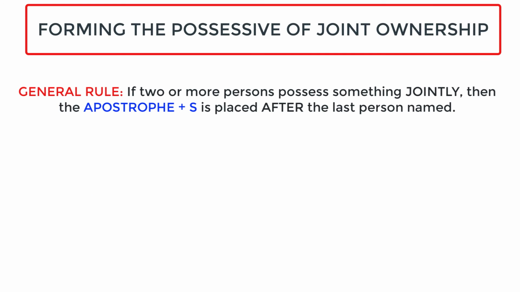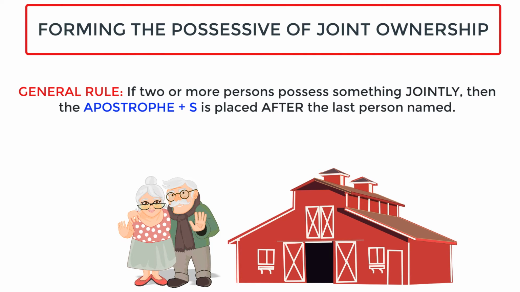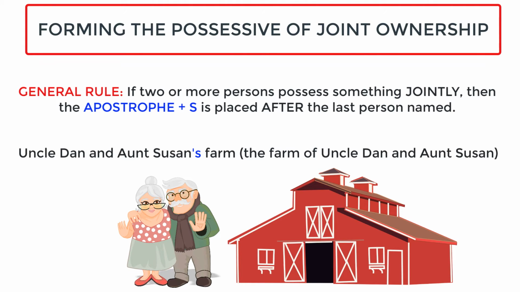And finally, if two or more persons possess something jointly, you will use the possessive form for the last person named. Let's say your family owns a farm in the country. Since the farm is owned jointly, you will refer to them as such. Uncle Dan and Aunt Susan's farm in the country, because Uncle Dan and Aunt Susan own the house jointly.